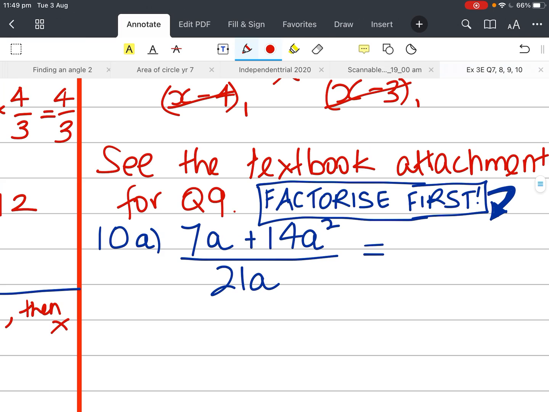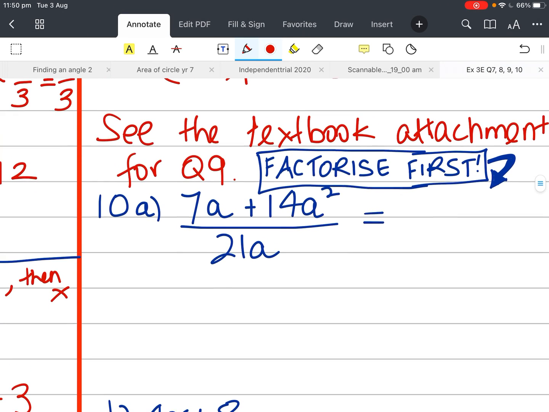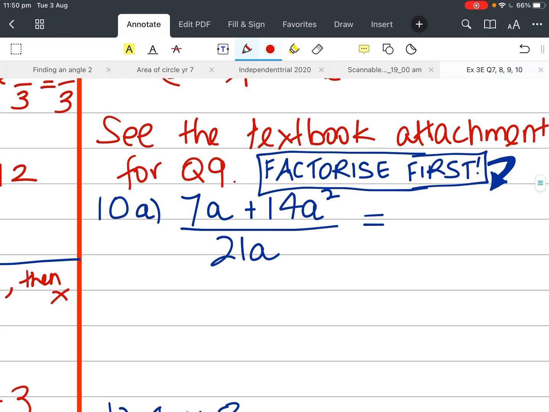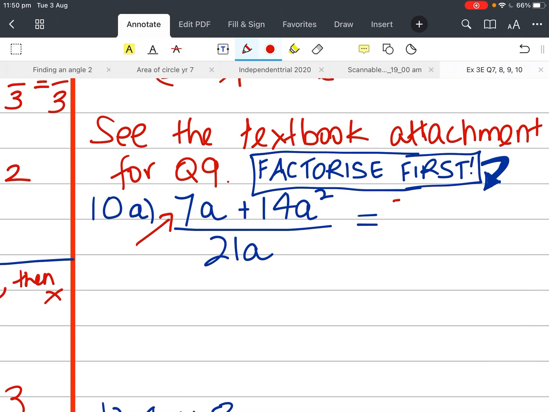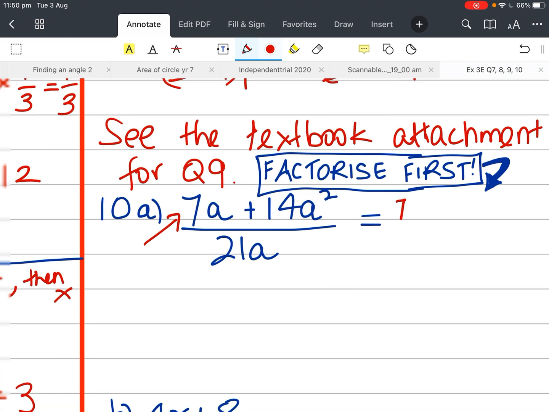Right, these ones are a little bit harder. You might want to watch this one and then try the next one on your own. So these ones don't have the brackets. You have to create the brackets. So we're going to practice our factorizing here. So let's factorize first. So I need to factorize the top first. Okay, so let's look at 7a and 14a squared. Let's look at the number first. What number goes into 7 and 14? Have a look at the smaller number 7. Does 7 go into 14? Hopefully you said yes. So let's take the 7 out first.